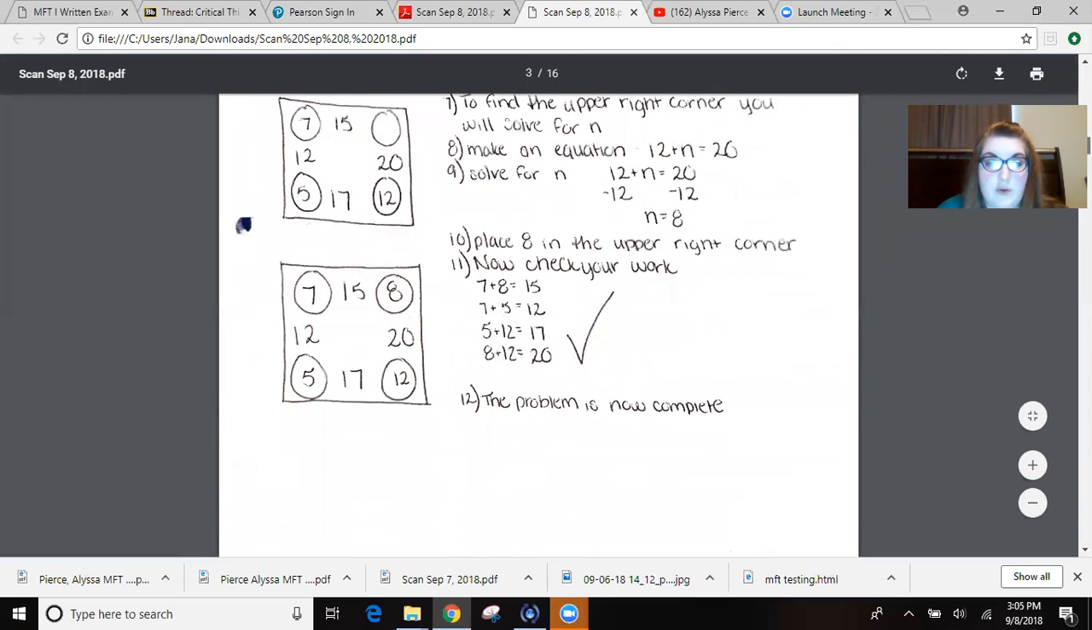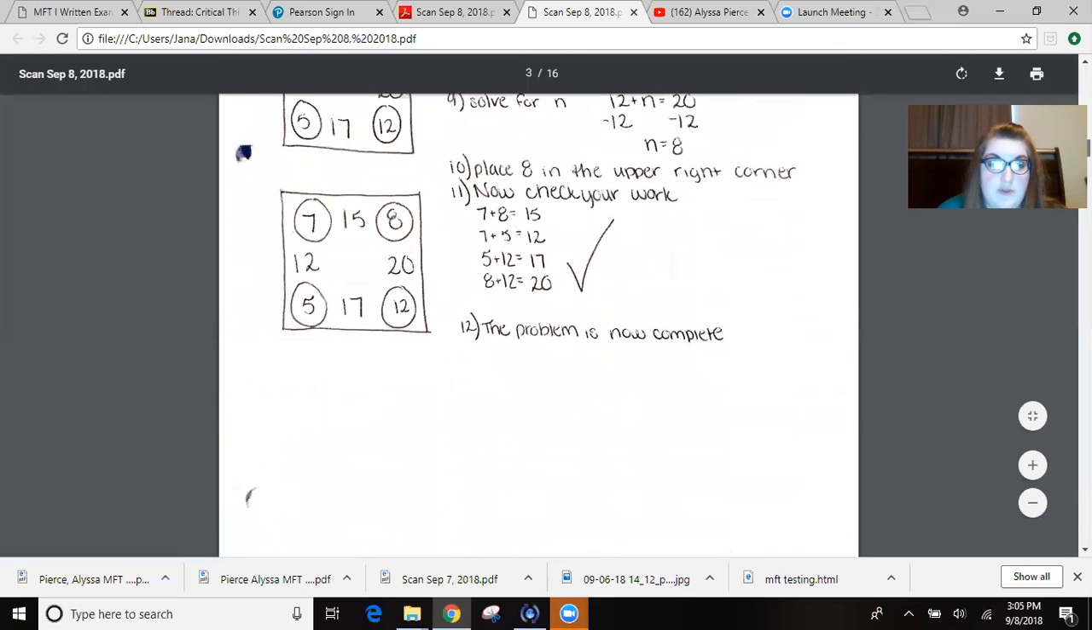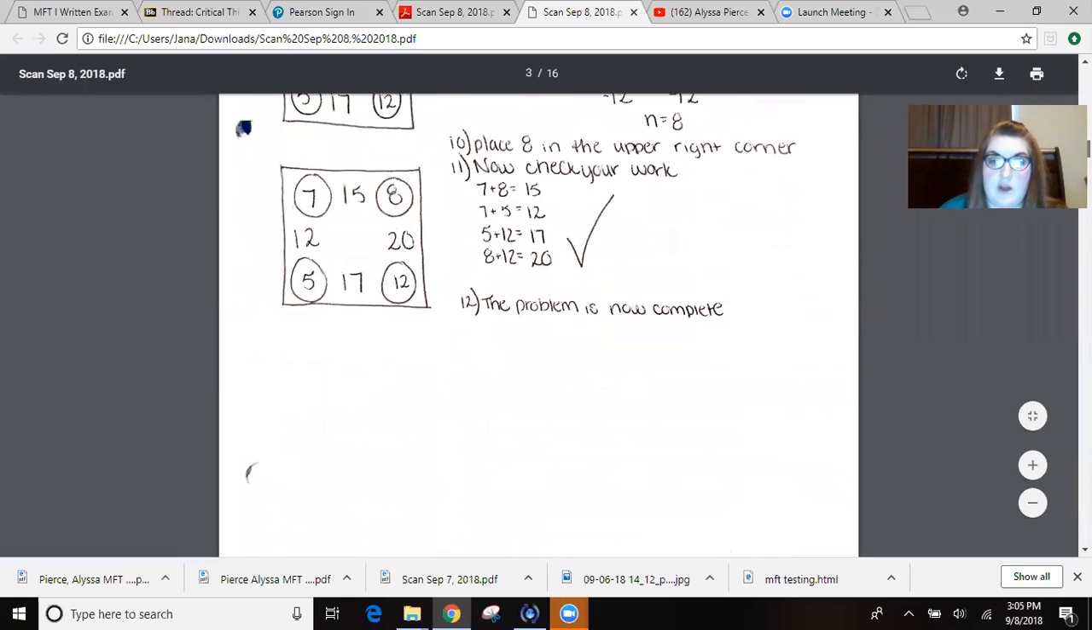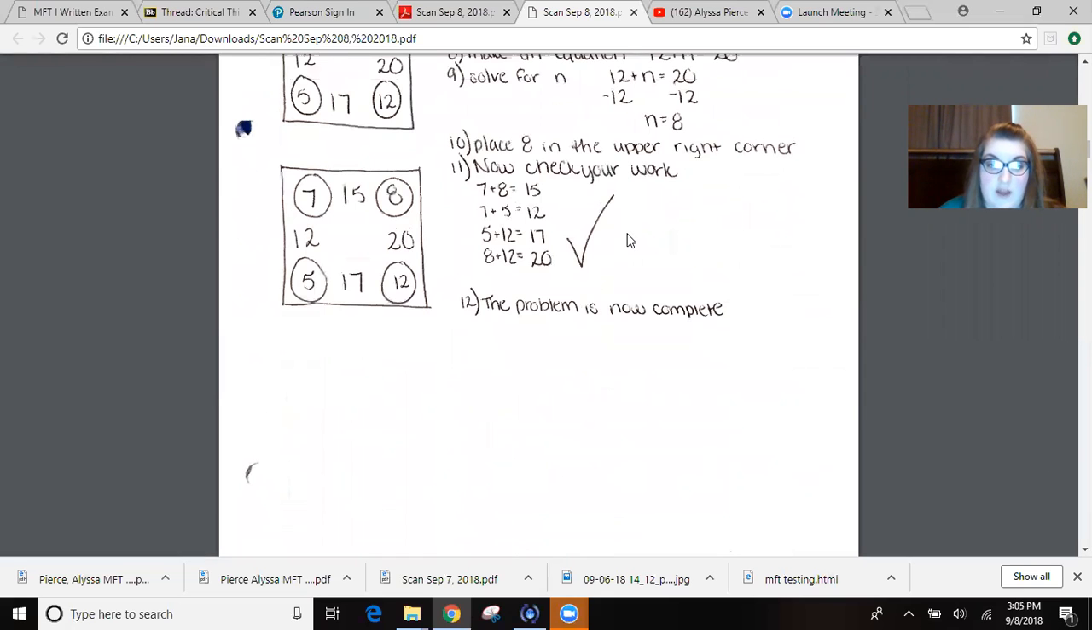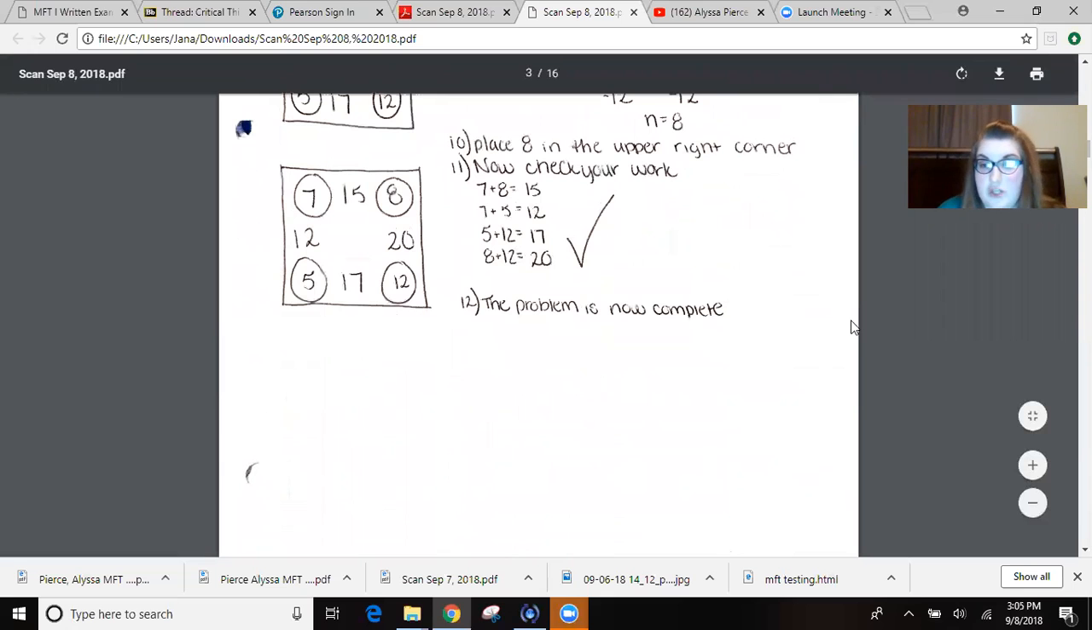If you keep going through that problem, you'll find that the circles should be filled in with 7, 8, 5, and 12. And here's my check right here. 7 plus 8 is 15. 7 plus 5 is 12. 5 plus 12 is 17. And 8 plus 12 is 20. So all of those check out in our pattern.